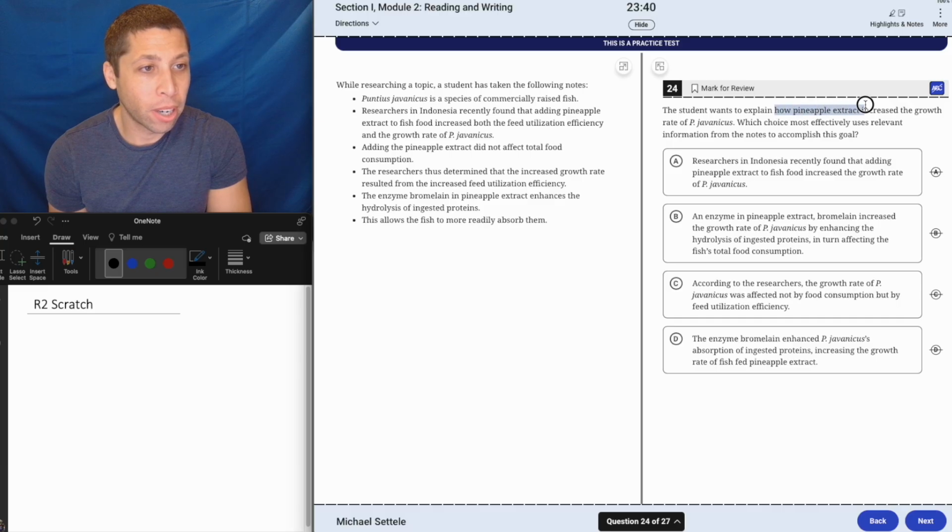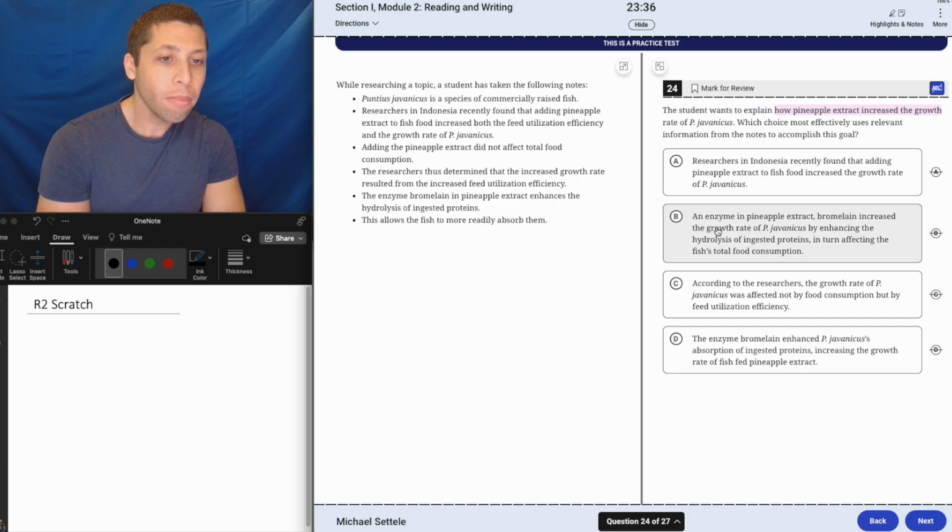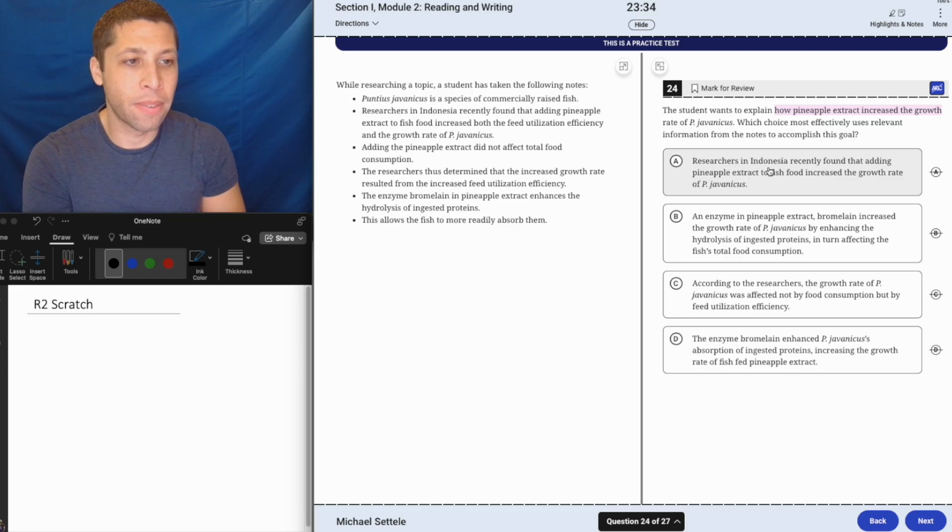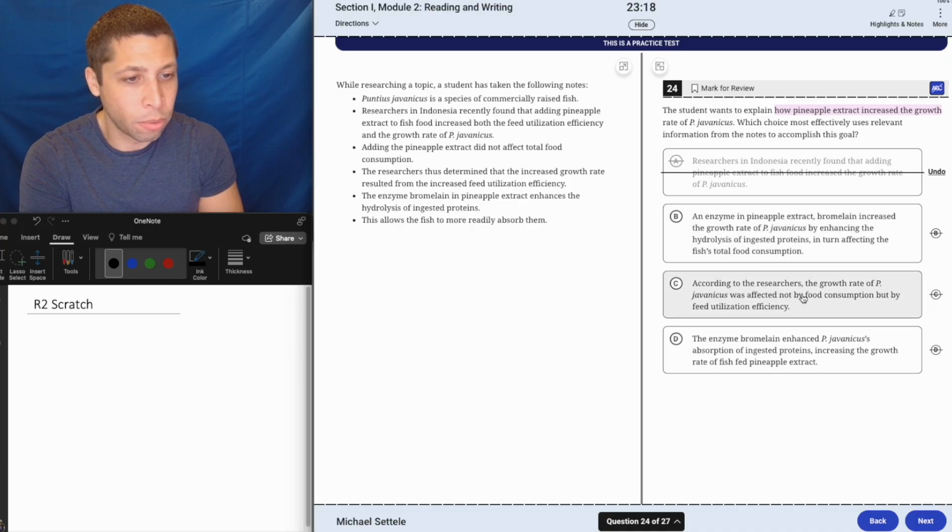How pineapple extract increased the growth? I've definitely seen this question before. Researchers in Indonesia recently found that adding pineapple extract to fish food increased the growth rate. How did it increase the growth rate? An enzyme in pineapple extract increased the growth rate by enhancing the hydrolysis of ingested proteins, in turn affecting the fish's total food consumption. Okay, maybe. According to the researchers, growth rate was affected not by food consumption, but by feed utilization efficiency. So how did it increase the growth rate?